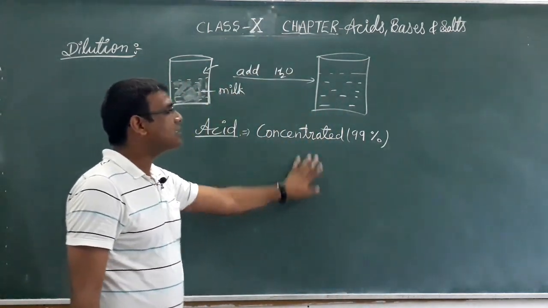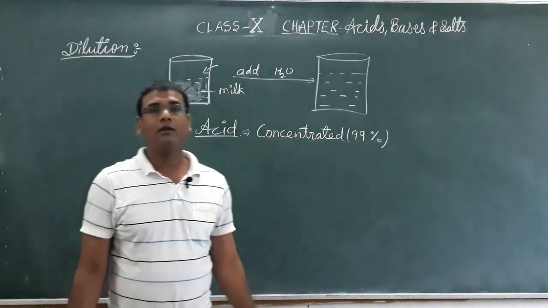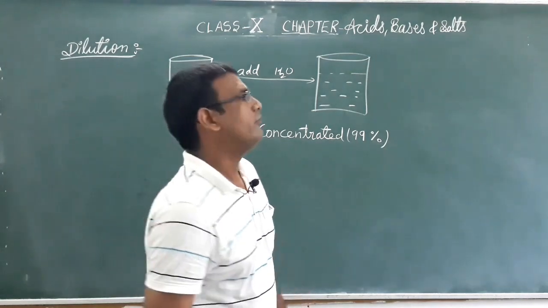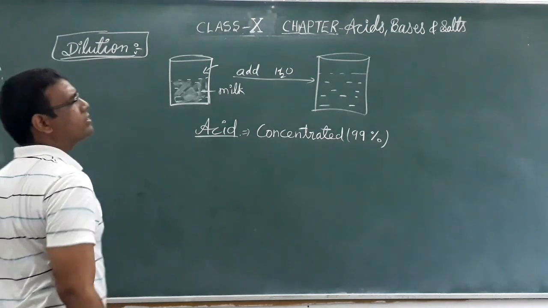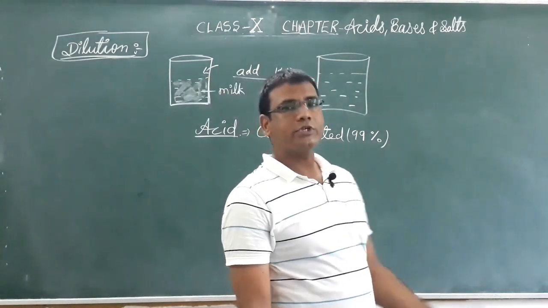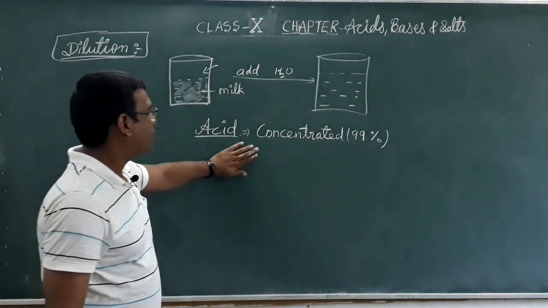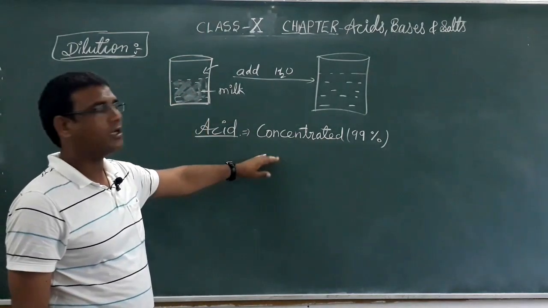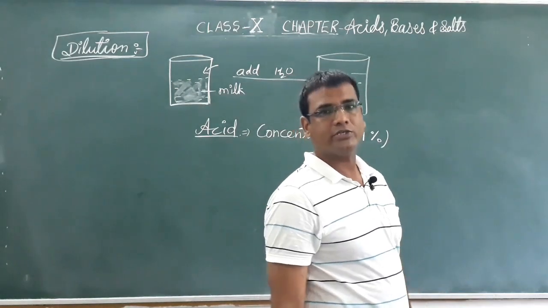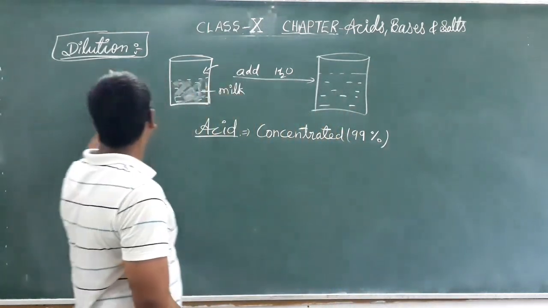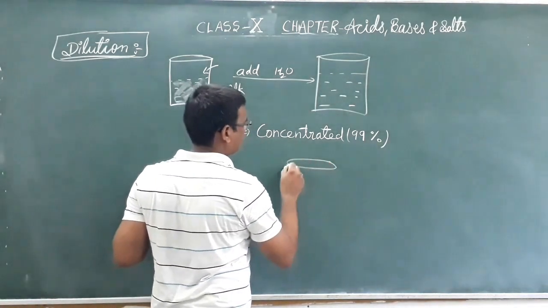Now it is dangerous. To make it less dangerous, less harmful, we have to dilute it, so that process by which we are mixing water in this acid, so that its harmful effect can be minimized. Okay, that process is called dilution. Now what is the standard method for dilution?